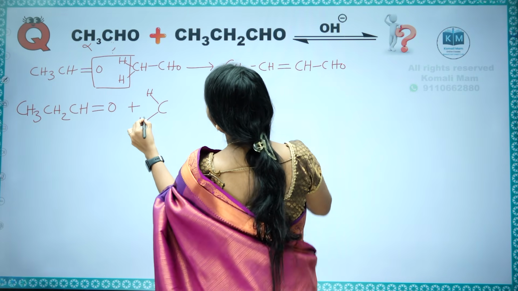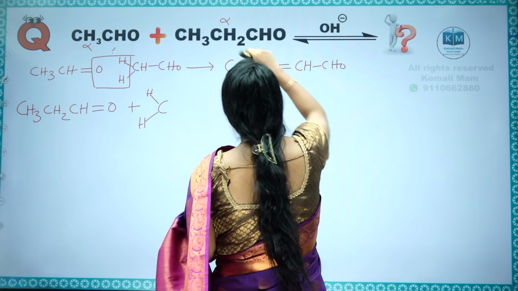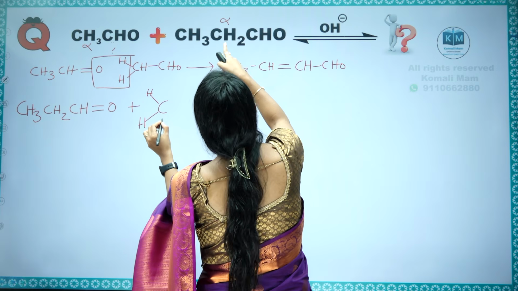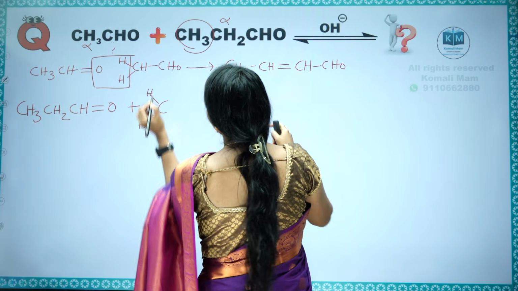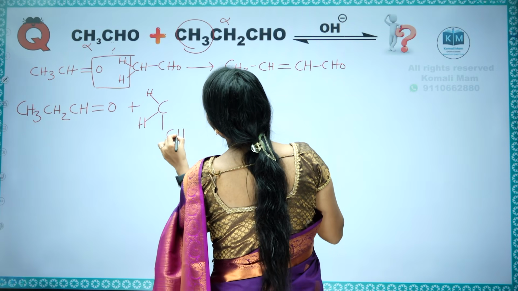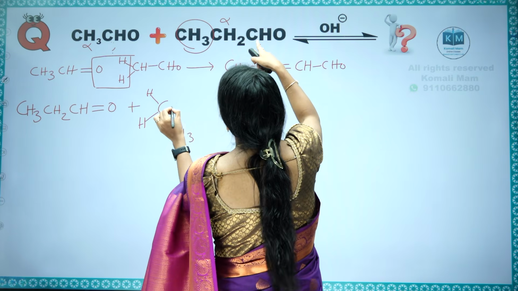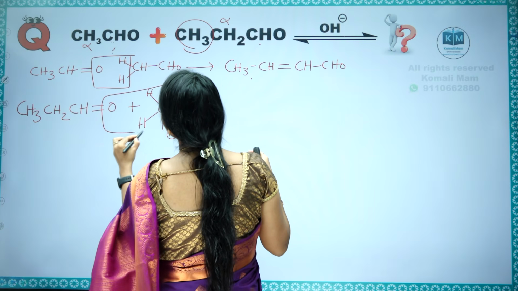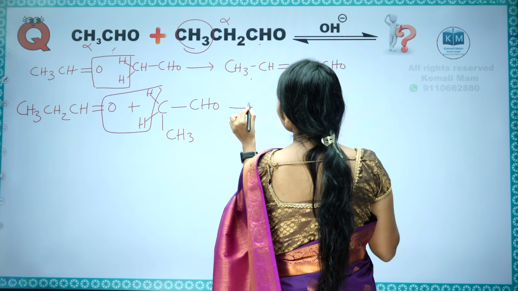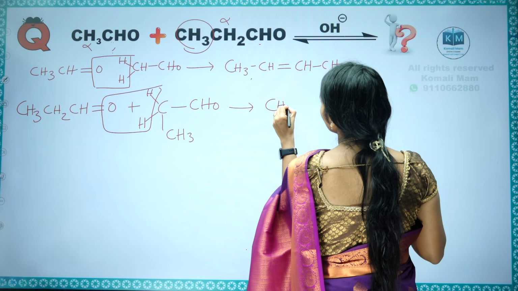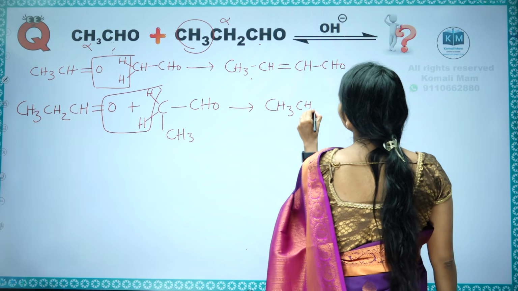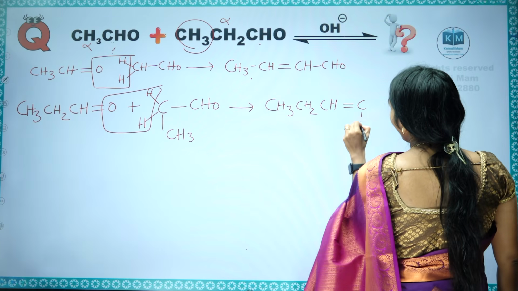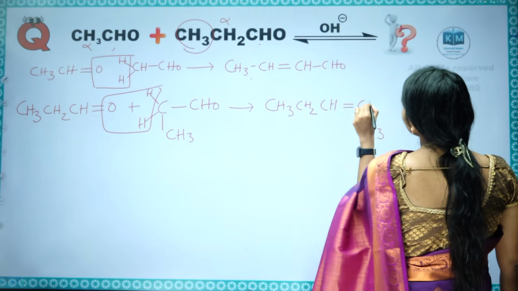CH2, this is our alpha carbon. From here, only the carbonyl carbon, the next carbon only you have to remove. So this CH3 chain I'll write a little down, because on this side I want to write this CHO. Why am I showing it like this? Because I want to remove one H2O. Just I'll remove this H2O and write my structure: CH3, CH2, CH, double bond C, and CH3, CHO.